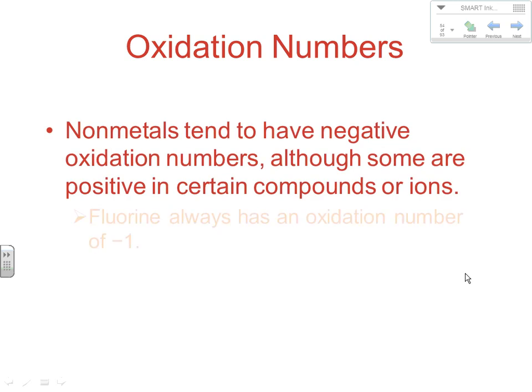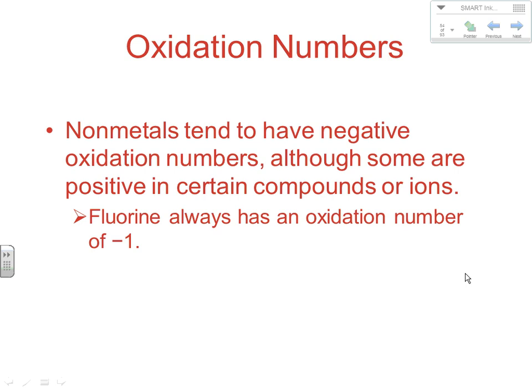Other situations related to nonmetals: fluorine is always going to be a -1 every last time. And that's because all fluorine does is gain electrons. It's the most electronegative element in the entire periodic table. It is more likely than anything else to grab electrons. It's going to do that, and that's all it's ever going to do.